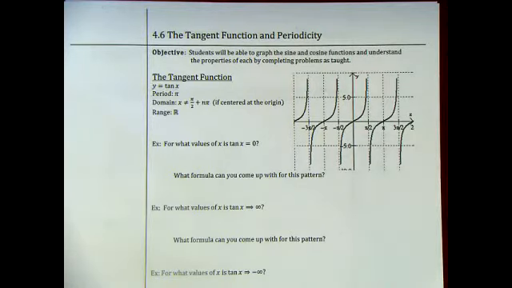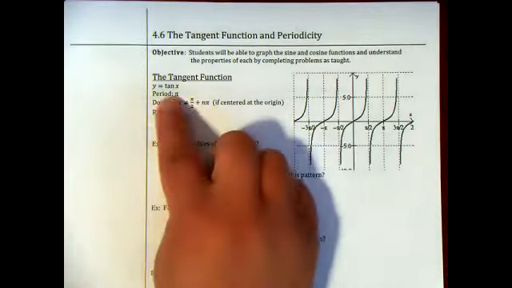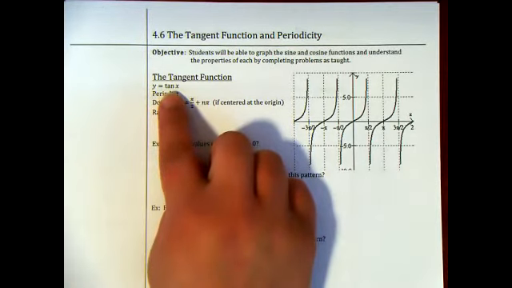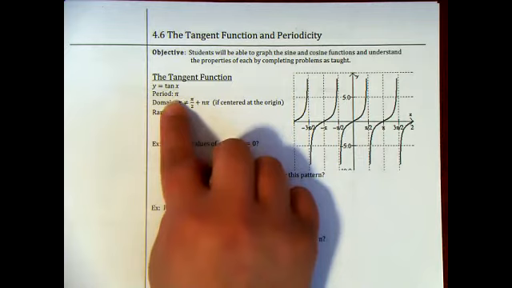So we're going to be talking about our lesson 4.6, the tangent function and periodicity. Okay, the tangent function and periodicity. The tangent function differs a little bit from the sine and the cosine function. If you guys remember when we talked about 4.5, our sine and our cosine functions had a period that was 2 pi.